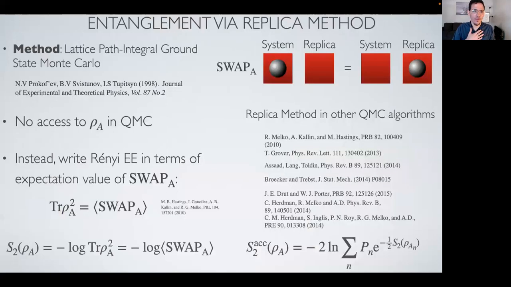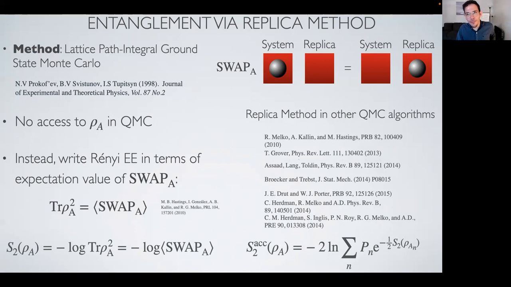In our case, though, we will be performing a computer simulation to compute this. Specifically, we will be performing a lattice path integral ground state Monte Carlo simulation. The original algorithm was not for the ground state. So basically, I guess our contribution, and we talked about this in last year's March meeting, was extending this lattice path integral Monte Carlo method to the ground state.